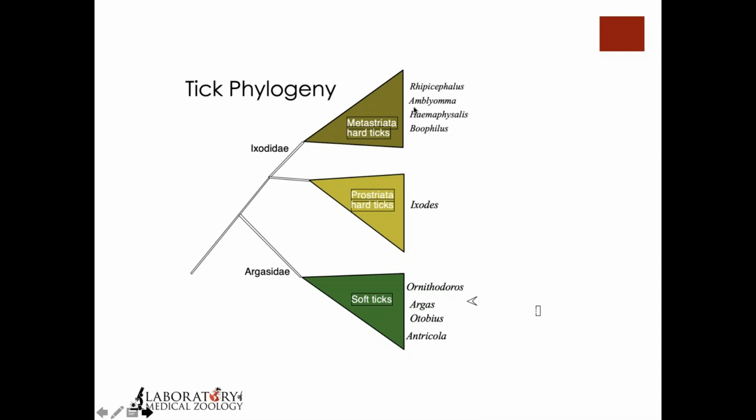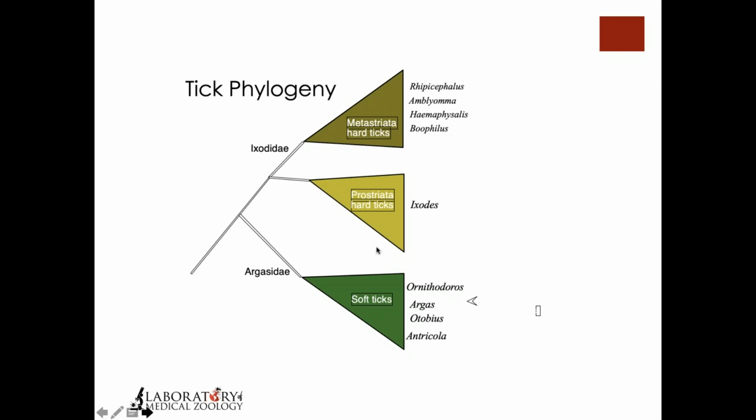The two groups at the top are hard ticks, metastriate and prostriate. I'll start with the metastriate, which includes, and I've given Latin names here, my apologies for that, things like the brown dog tick, the common dog tick, the lone star tick, the cattle tick. Somewhat less common here in the Northeast than other parts of the world or the country, but they are nonetheless hard ticks. They have a number of similar behaviors to deer ticks. In future webinars, we'll talk about some of those other species that are associated with disease transmission.